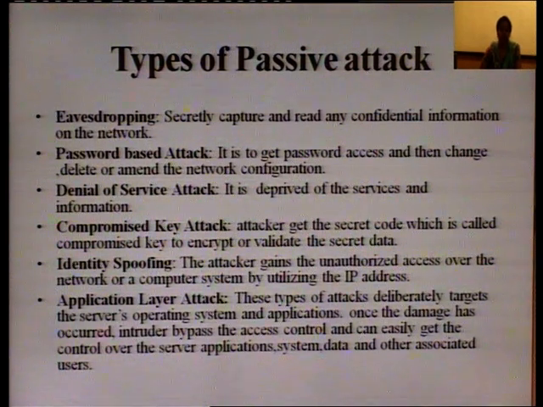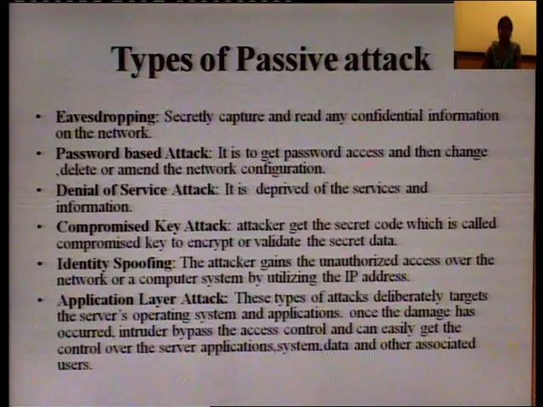Then comes the compromised key attack. In this attack, the attacker gets the secret code, which is called the compromised key, to encrypt or validate the secret data. As we do in encryption and decryption, we are using some encryption algorithm. In compromised key attacks, the hacker hacks the algorithms on which the sender encrypts the code and the receiver decrypts the code. They hack this code, the encryption code or decryption code, and change your data over the network. So this is also a very dangerous type of attack.